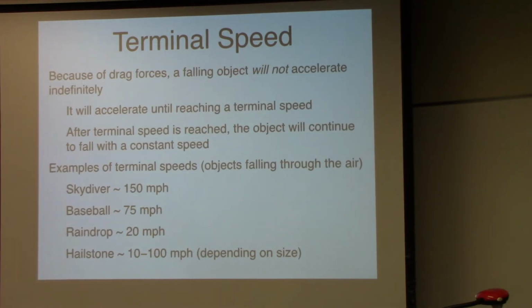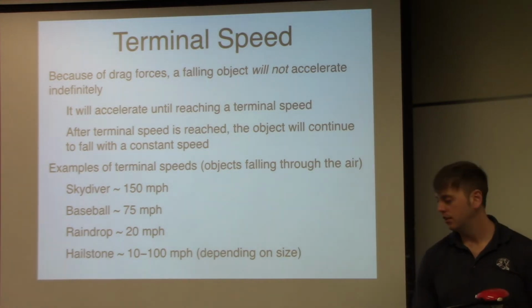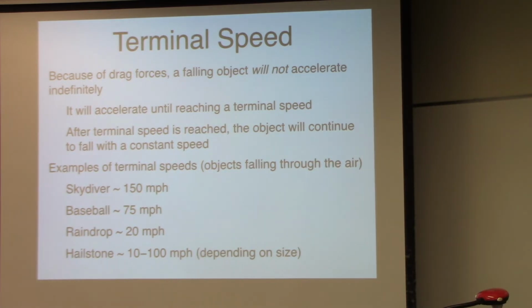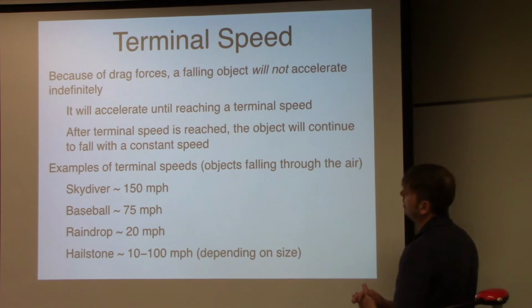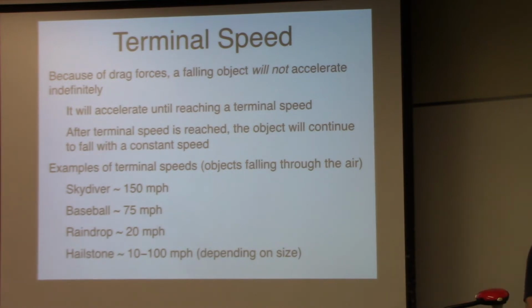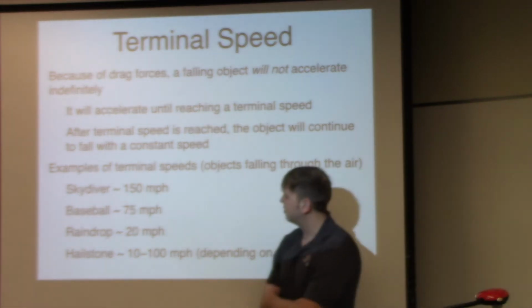Now, every object moving through the air is going to experience a drag force. Some objects experience bigger drag forces, others smaller drag forces, but it's always there. And again, because of those drag forces, objects just don't accelerate indefinitely. They eventually reach the terminal speed, and after that, they just keep falling at that same terminal speed. So it's useful to just think about what some common terminal speeds might be for objects falling through the air. Okay? Now the first one on this list is a skydiver.